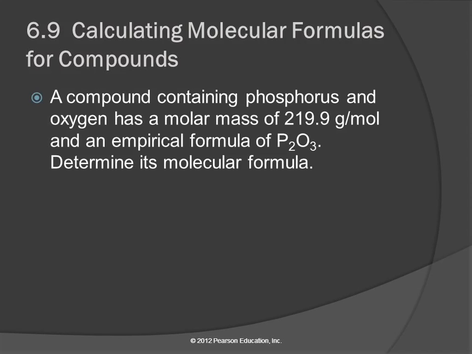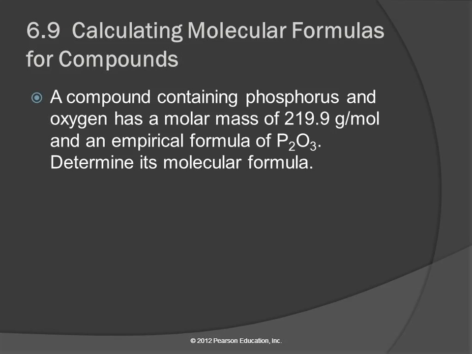Here we have a compound containing phosphorus and oxygen. It has a molar mass of 219.9 grams per mole and an empirical formula of P2O3. This piece of information would be obtained using perhaps a mass spectrometer or some other method of analysis that's beyond the scope of this class. But that would be determined separately from doing something like the example of the water, where the water was electrolyzed and you form hydrogen and oxygen, and you can weigh them and find the ratios and get the empirical formula. Getting the molar mass is obtained separately.